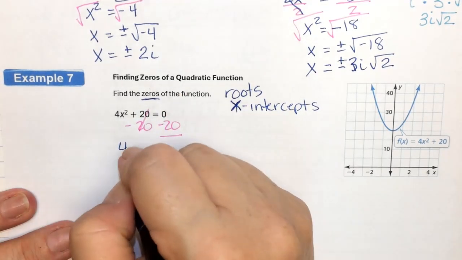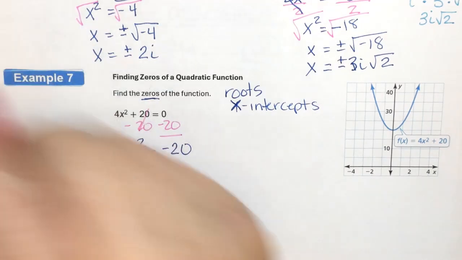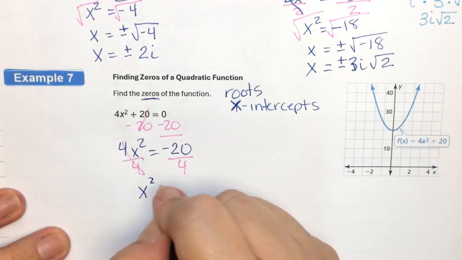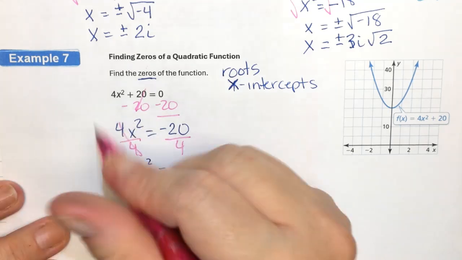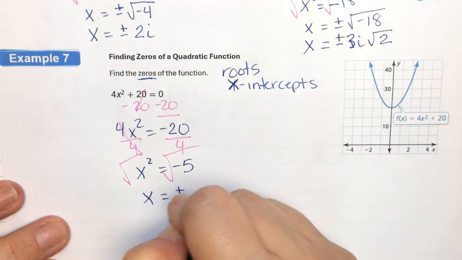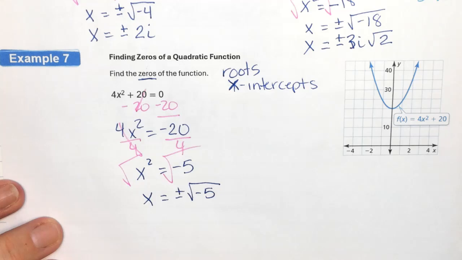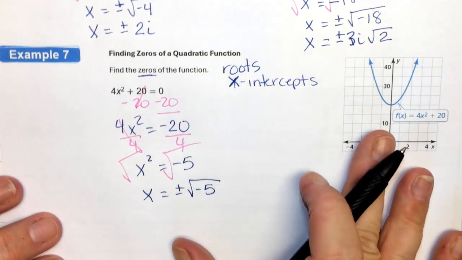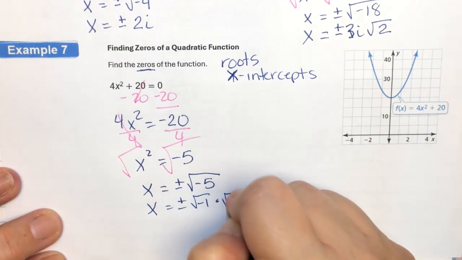All right, so now we're left with 4x squared equals 0 minus 20, which is negative 20. We're going to divide both sides by 4. We get x squared equals negative 5. And then we're going to take the square root, and we're going to say x equals plus or minus the square root of negative 5. Now, I can't break 5 up. It's a prime number, so I can't work this out. This is simplified, except I can bring out the i. So I can rewrite this as plus or minus negative 1 times the square root of 5.